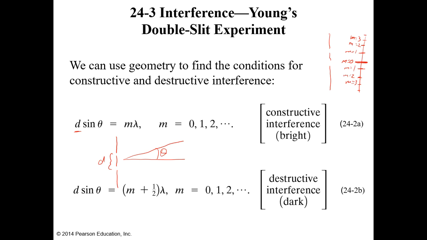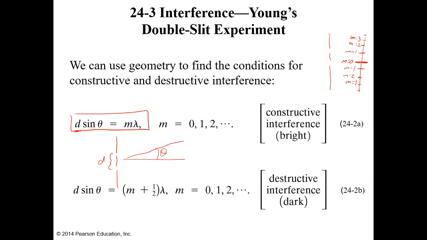So we find that d sine theta equals m lambda. m is just any whole number, 0, 1, 2, 3, whatever whole number you're looking for. That's the fringe number. And this is how you find the location of all the constructive interference spots. In other words, where are all of your bright fringes located?